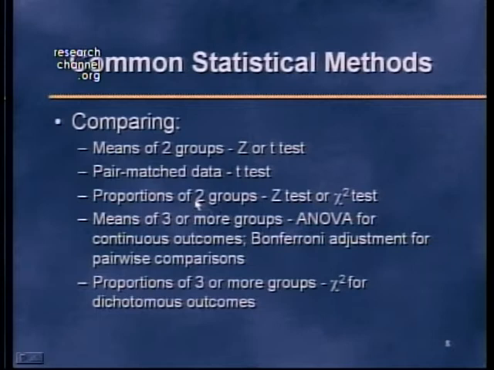We looked at comparing proportions between two groups. We focused on the chi-square test, but we could have performed a z-test as well, a z-test of proportions. And then we looked at comparing means of three or more groups using analysis of variance by partitioning the variability in the outcomes into how much variability existed between groups and how much variability exists within groups.